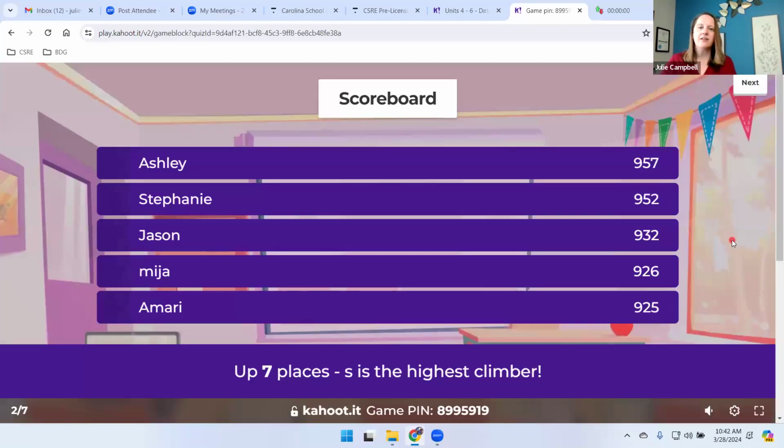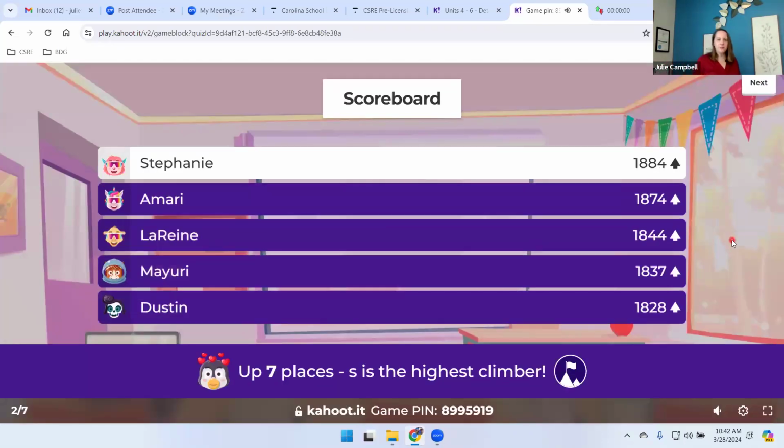So let's see what we did. Shuffled up a bit. Stephanie's now on top. Amari's up. Lorraine's on the board. Dustin's on the board. S is our highest climber, up 7 places this round.